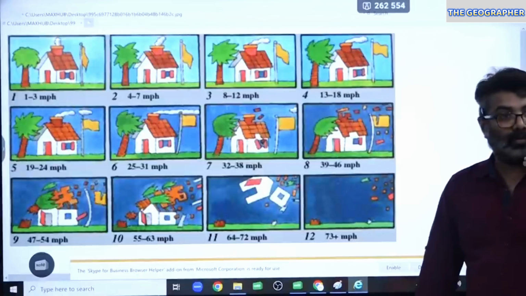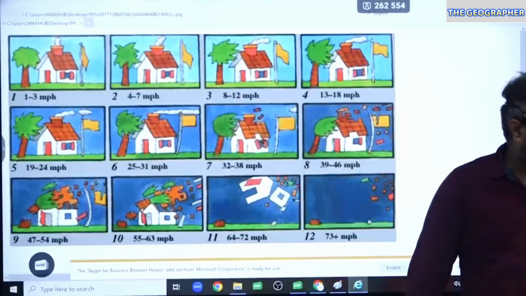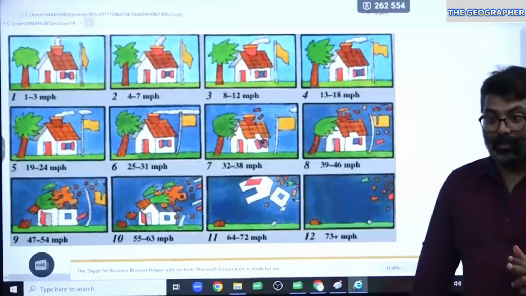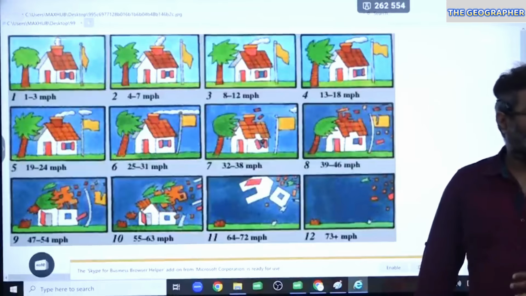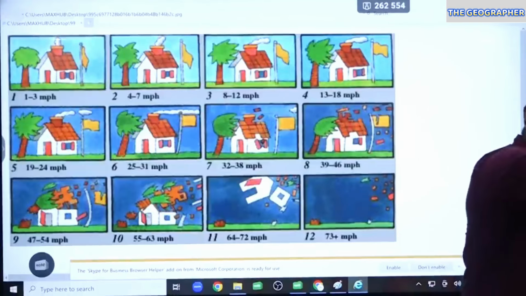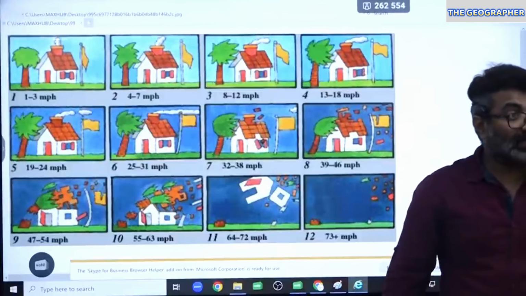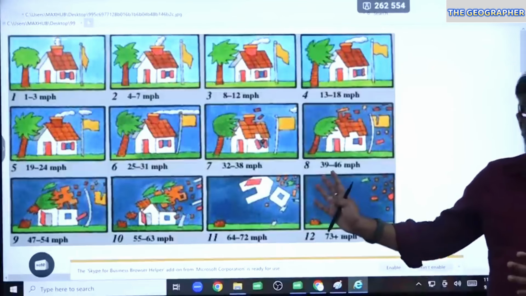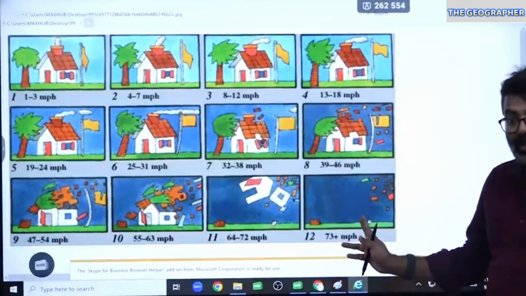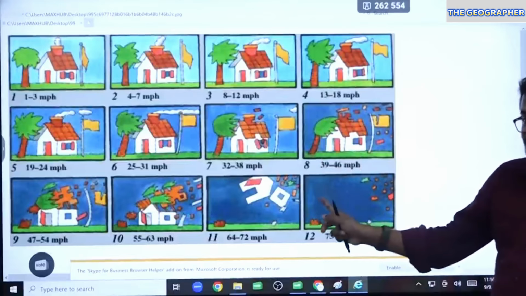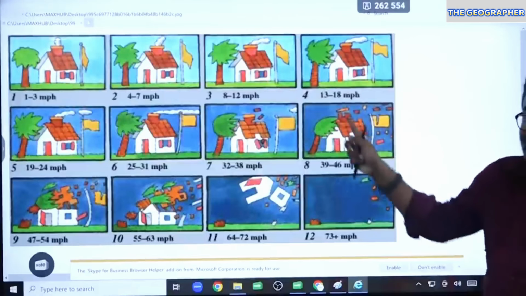So you might have heard your parents telling you, don't play with fire, don't play with water. Add wind also to the list, because wind can aggravate fire. It can spread fire from here to there within seconds. It can aggravate rain, and it can aggravate sea waves. Wind is so dangerous. As a result, the Beaufort scale they'll ask. Beaufort scale shows wind speed and its impact.